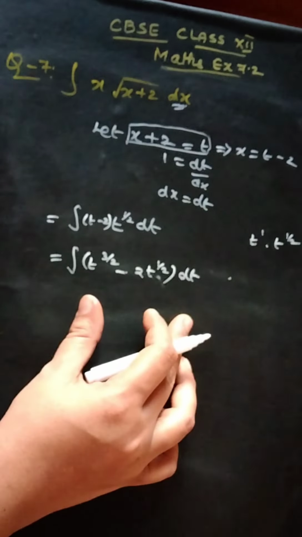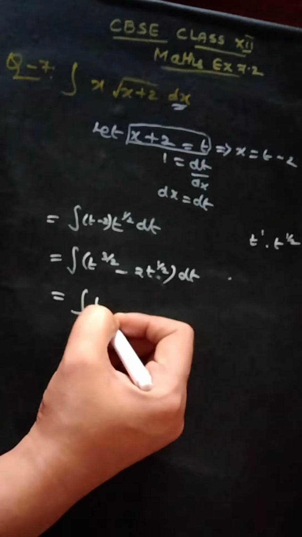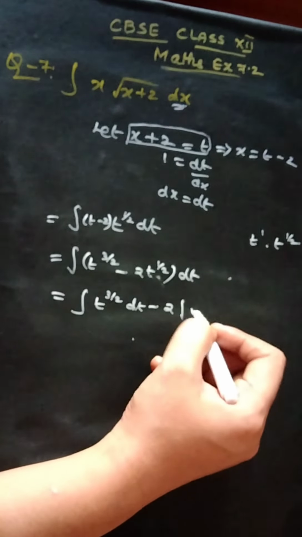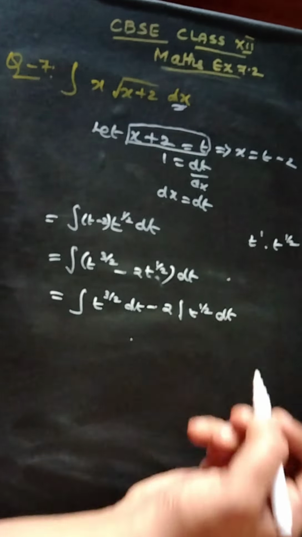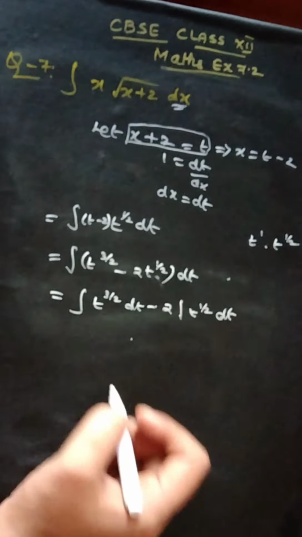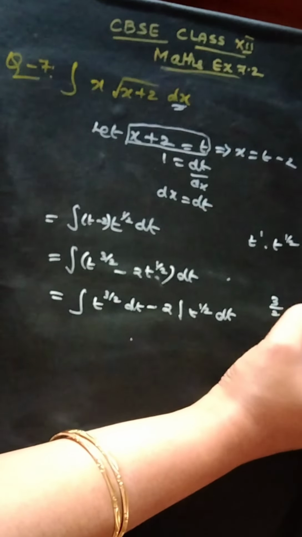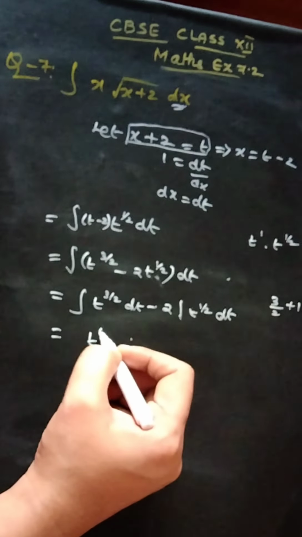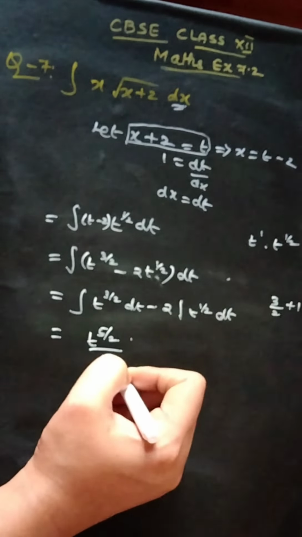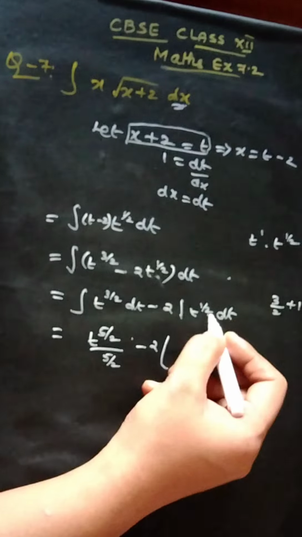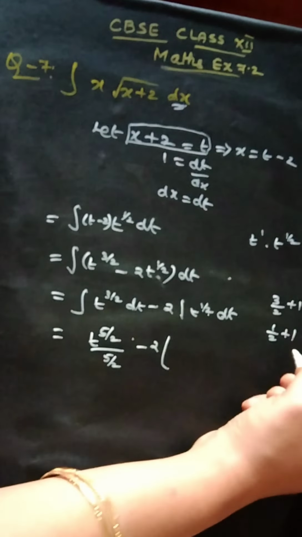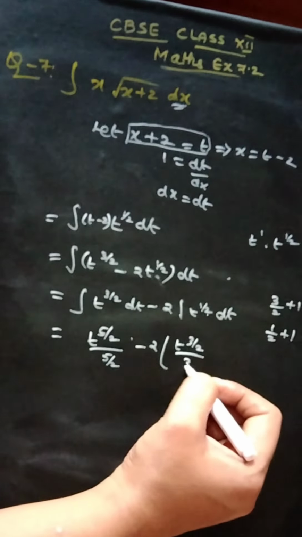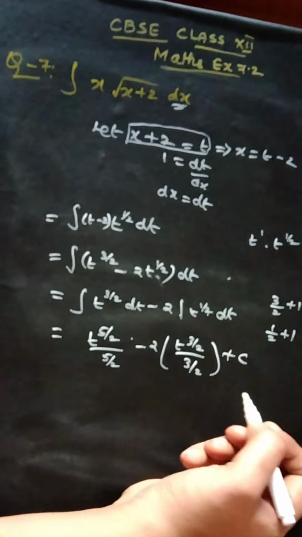Now split this into two integrals. So integral t power 3 by 2 dt minus 2 into integral t power half dt. As I already told, the power gets increased. So 3 by 2 plus 1. Take the LCM. That will be 5 by 2. So t power 5 by 2 the whole by 5 by 2 minus 2 into here 1 by 2 plus 1. That is 3 by 2. T power 3 by 2 by 3 by 2 the whole plus c.